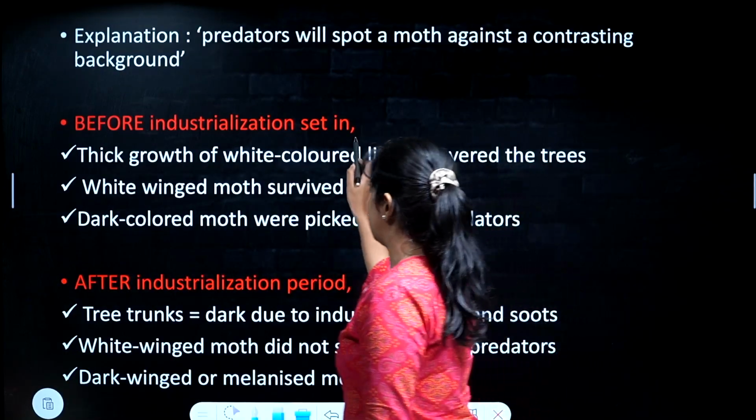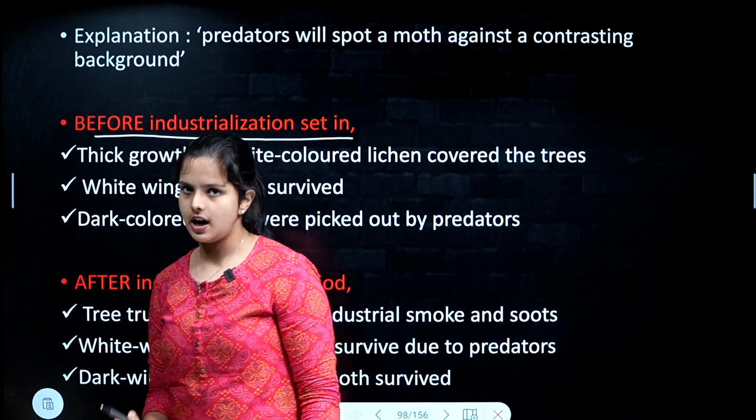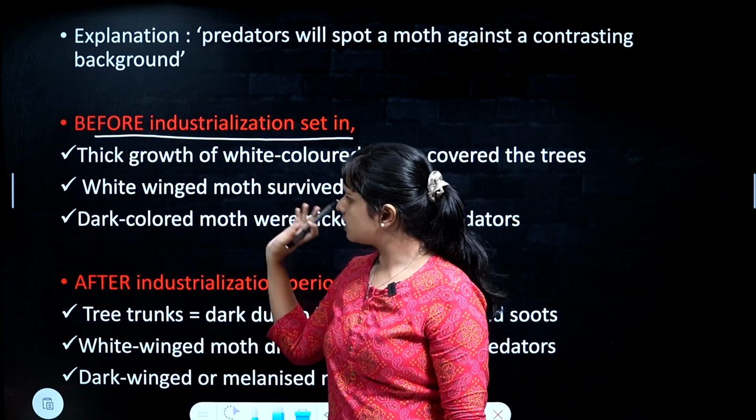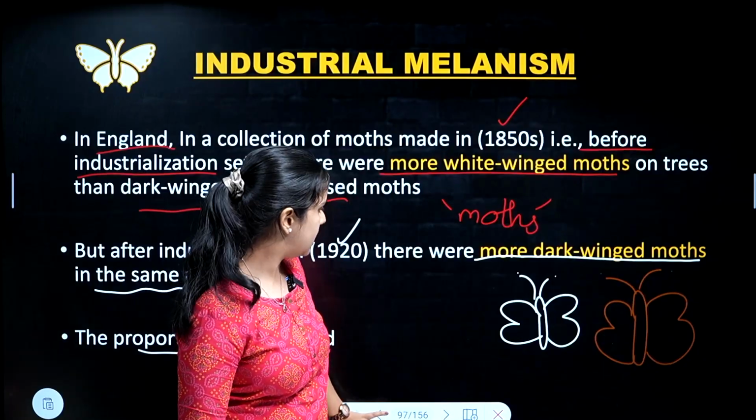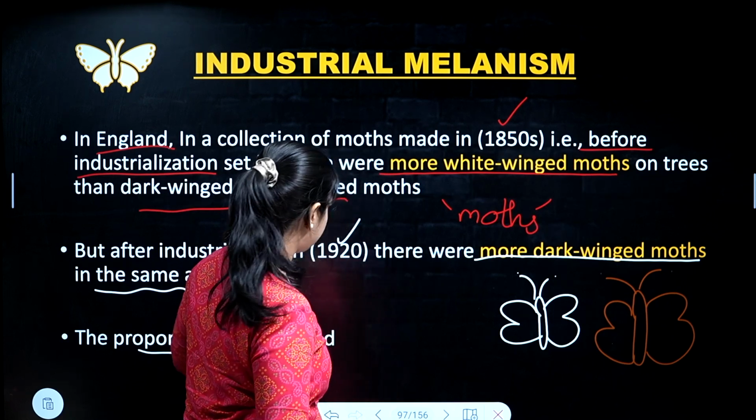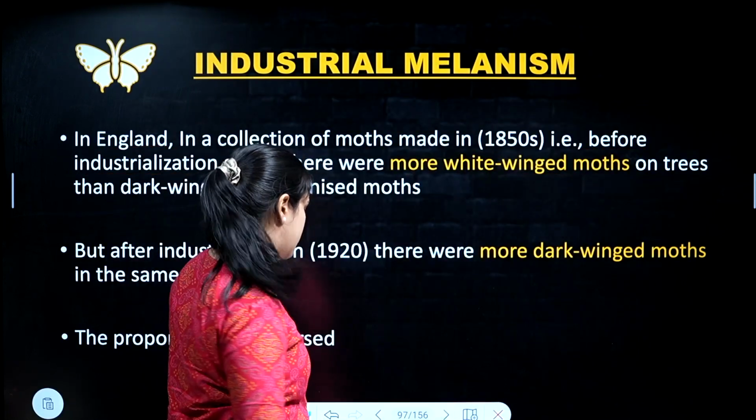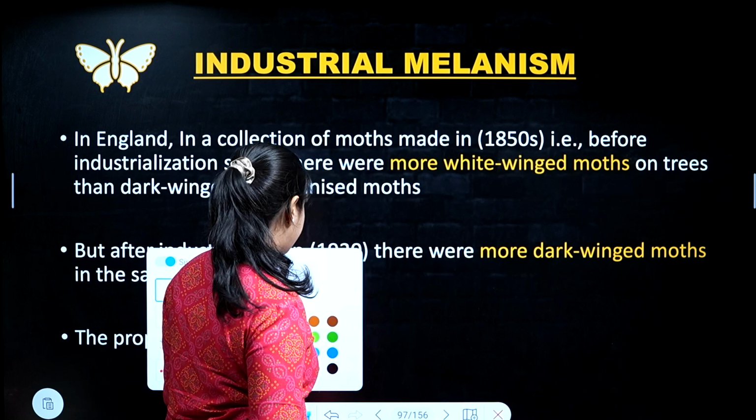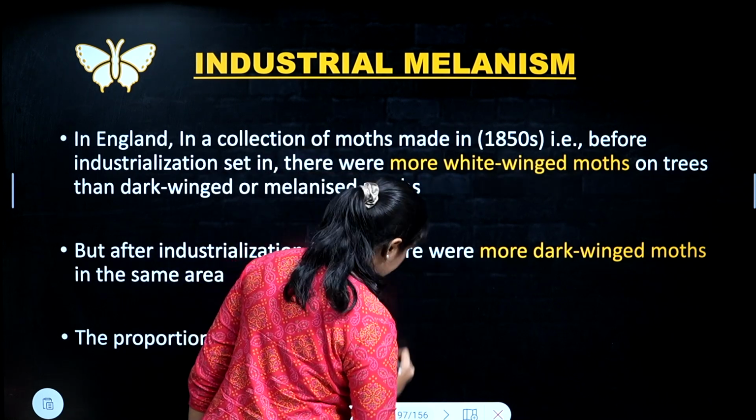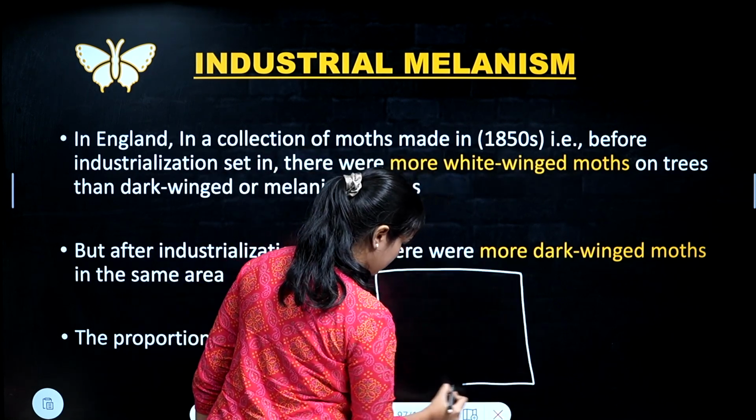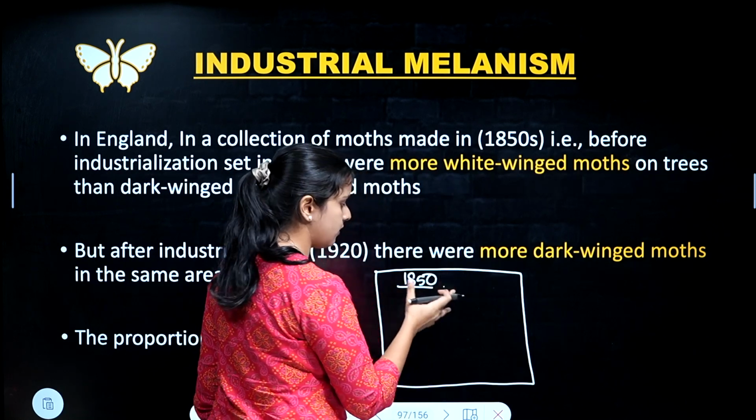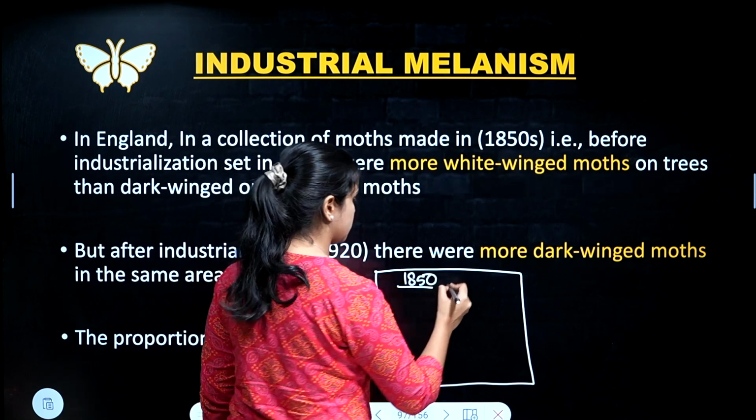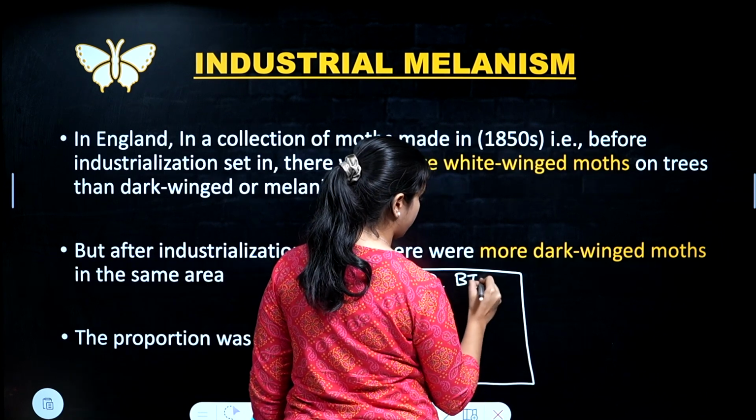Before industrialization, what actually was the situation, I'll tell you. Let me not explain the slide; I'll just draw the things for you. That way it will be easier for you to understand. I'll draw two tables over here. So this is the 1850s table, where it's before industrialization, so I'll call it BI, before industrialization.